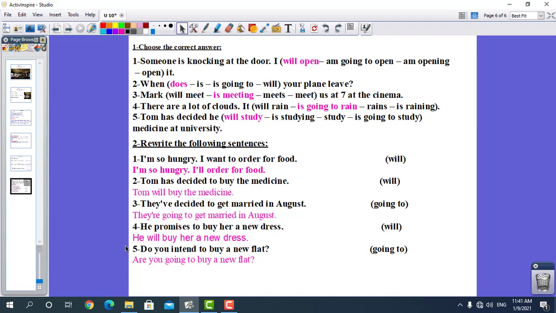Do you intend to buy a new flat? Are you going to buy a new flat? Yes.